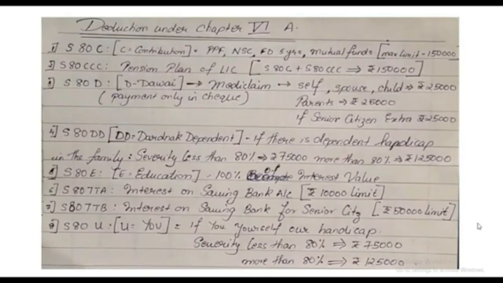For deductions, this is the list which has to be memorized, that is under section 80C, 80CCC, 80D, 80DD, 80E, 80TTA and 80TTB and lastly 80U. Now there's a special video which has been made to understand the various deductions. If you all haven't gone through that video, see that you go through it.